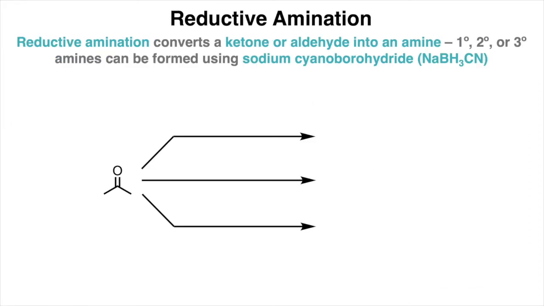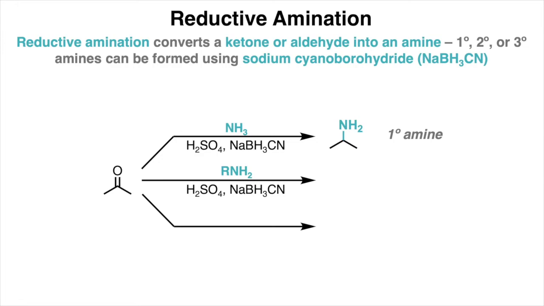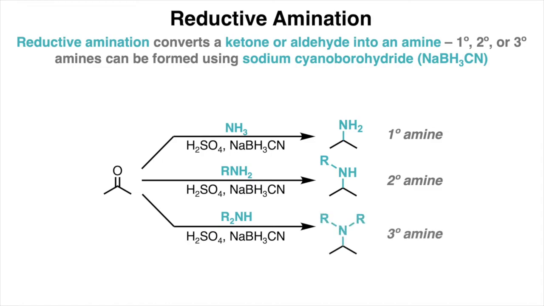And lastly, reductive amination converts either a ketone or aldehyde into either a primary, secondary, or tertiary amine using sodium cyanoborohydride. If a ketone reacts with ammonia, or NH3, along with H2SO4 and NaBH3CN, a primary amine is formed. If a primary amine is used as a nucleophile instead, then a secondary amine is formed as a product. And lastly, if a secondary amine is used as a nucleophile instead, then the final product is a tertiary amine.